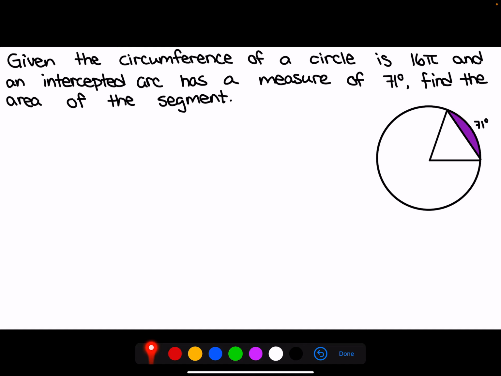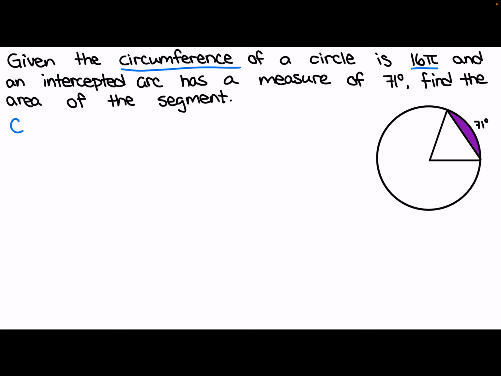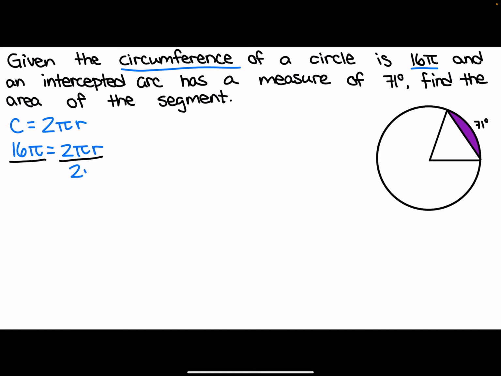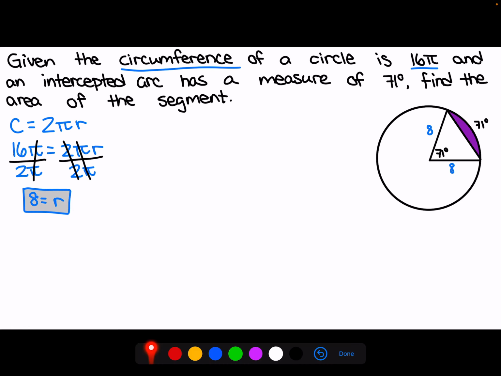Now, if they give us the circumference, I can go ahead and say that our circumference is equal to 2 pi r. And our circumference is also equal to 16 pi. So I can say 16 pi equals 2 pi r. From here, I can solve for r. All I need to do is divide both sides by 2 pi. That'll leave me with r is equal to 8, as the pi's will cancel. I can go ahead and draw those into my picture.